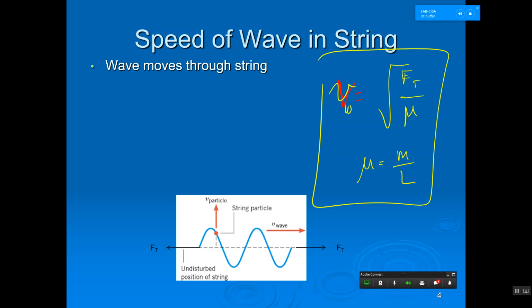What I'm talking about with this velocity is how fast it takes for the energy to travel from one end to the other. I'm not talking about how fast a particle moves up and down in that wave, okay? It really is the propagation of the wave, how fast the wave propagates through the string. So this is the propagation speed.